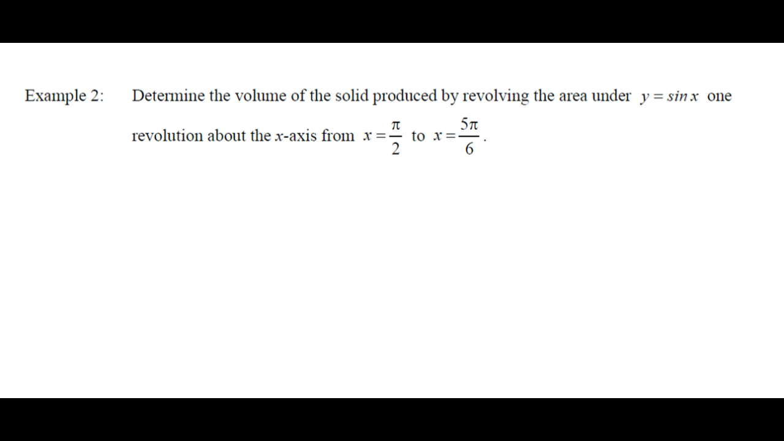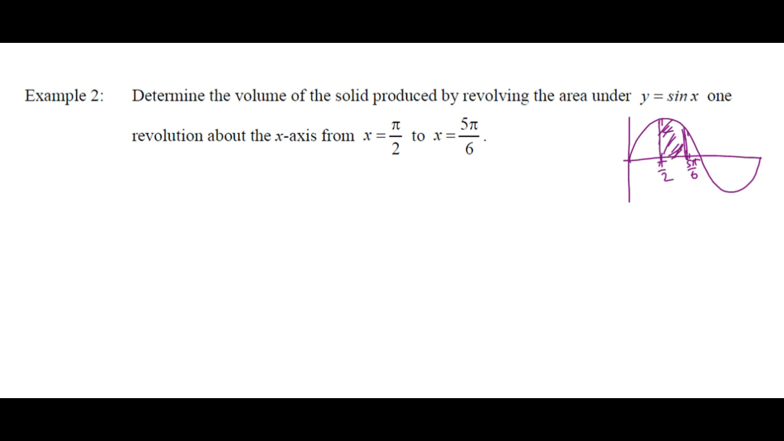Determine the volume of the solid produced by revolving the area under y equals sine x, one revolution about the x-axis, from x equals pi over 2 to x equals 5 pi over 6. So if you like, you could draw a little diagram with sine x, and there's pi over 2 and there's 5 pi over 6. So this would be the area that we're going to rotate. We don't need the diagram.